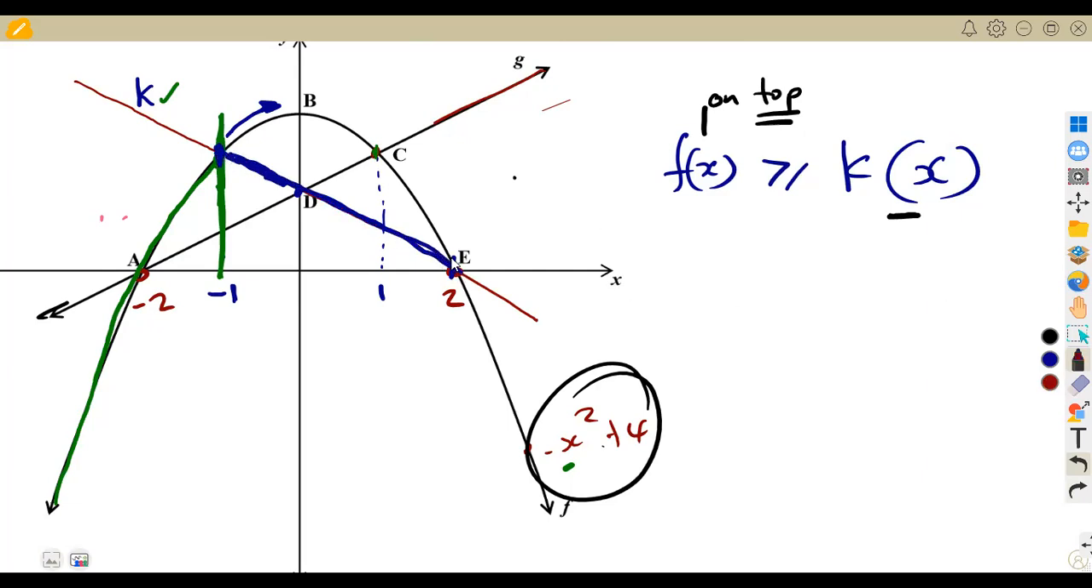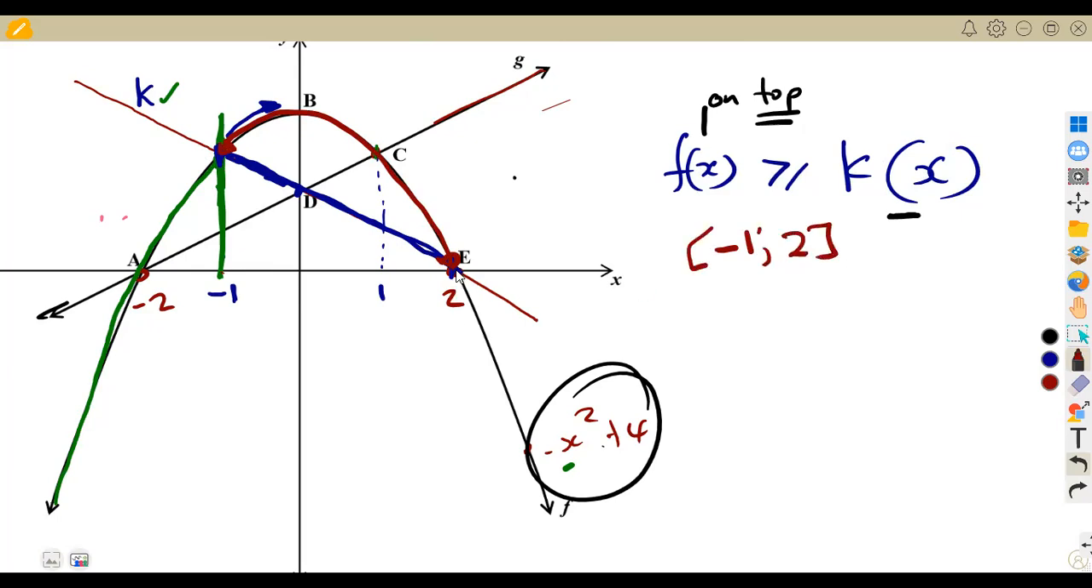Our f of x is on top. We see this f of x here. This is our f of x. It's above kx. So it means f of x is greater than kx on that case, from -1 to 2. So the first condition is going to be from -1 up to 2.